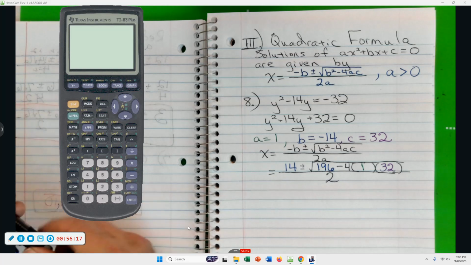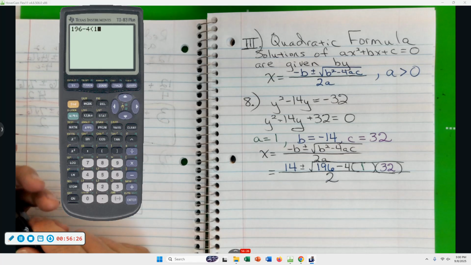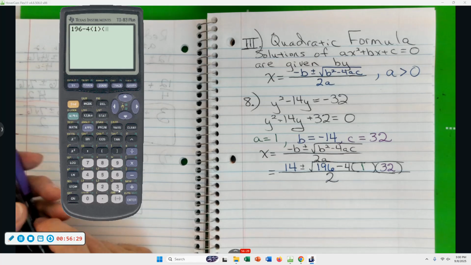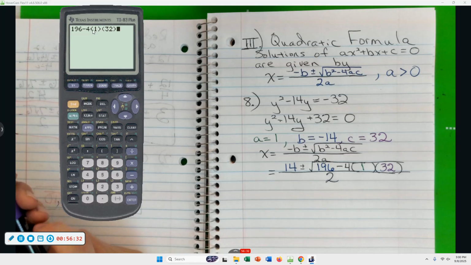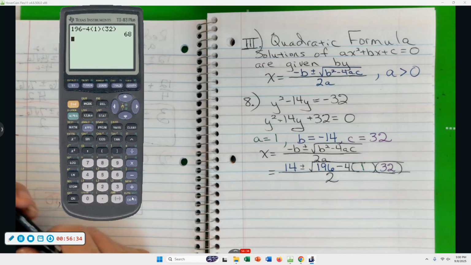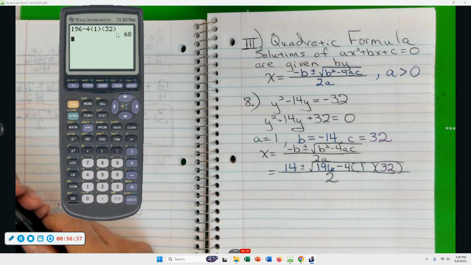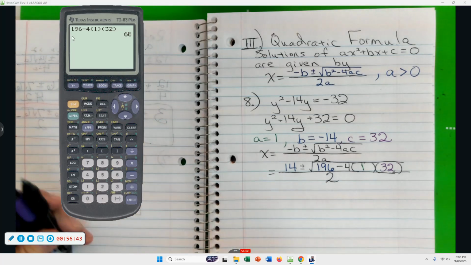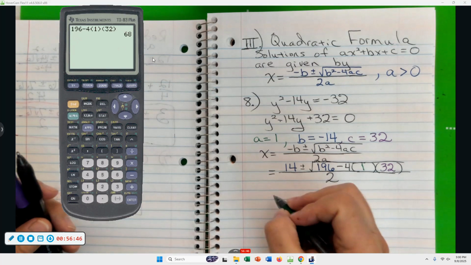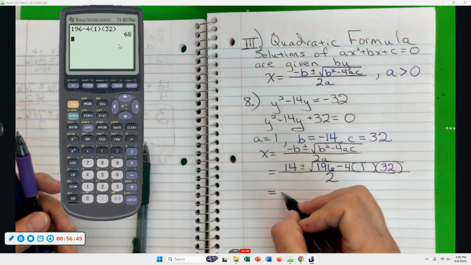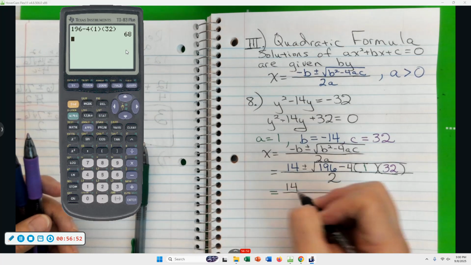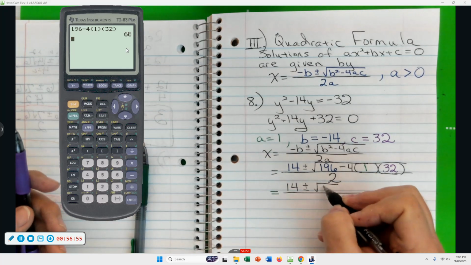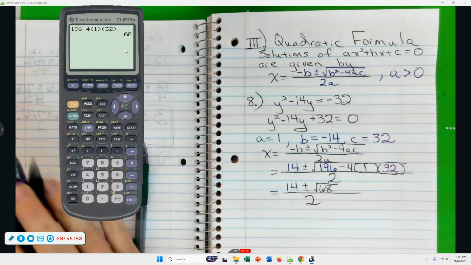Well, 4 times 32, that's a 128. So we have 196 minus 128. Or you can punch it in if you don't trust my mental arithmetic. 196 minus 4 times 1 times 32. Sure enough, that's a 128. 196 minus 128 gives me a 68. So we have 14 plus or minus the square root of 68 all over 2.